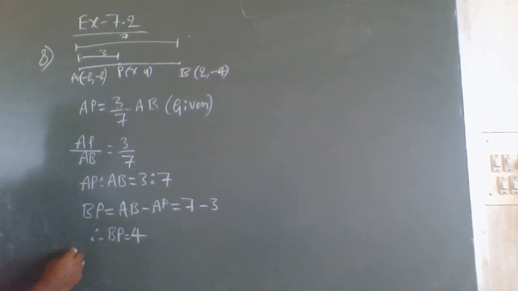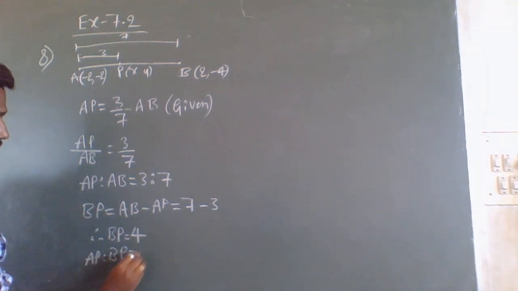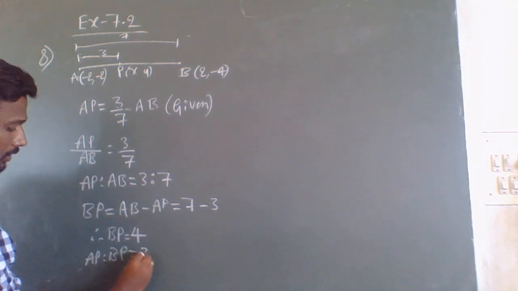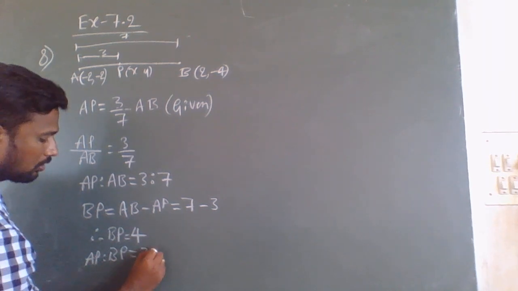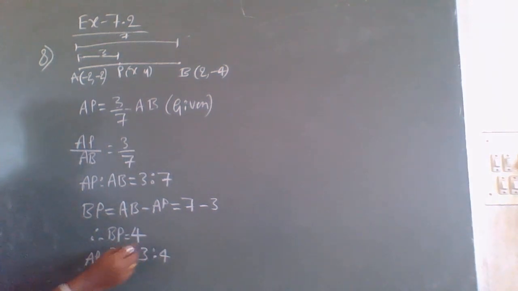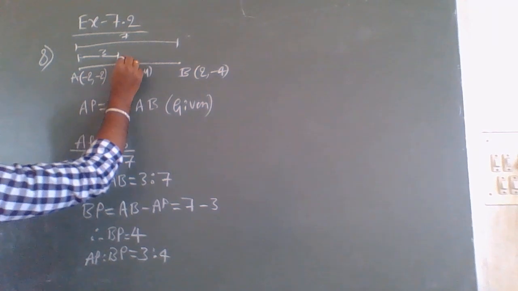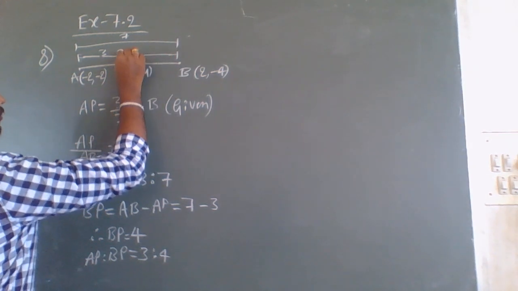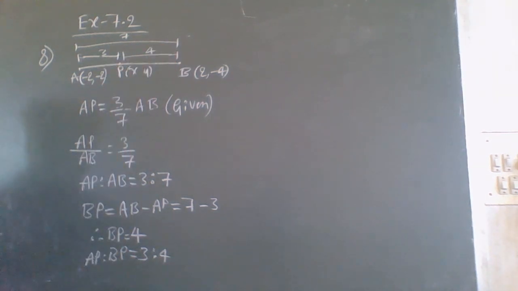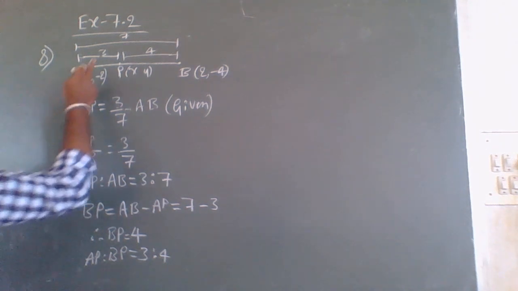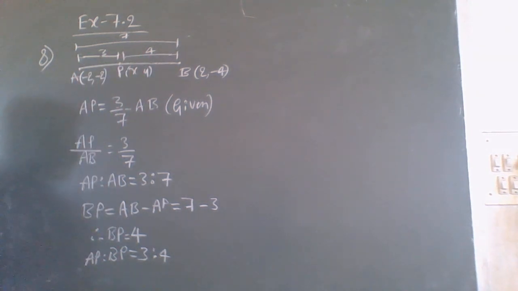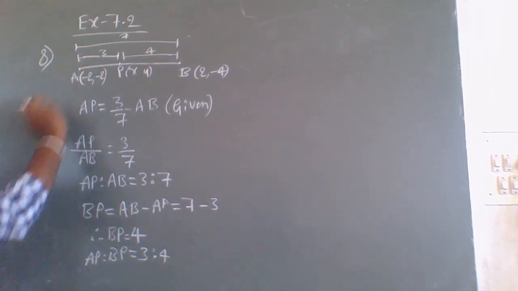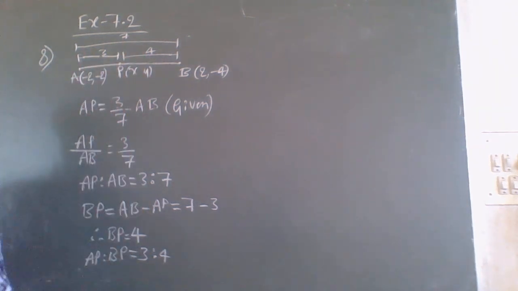So here AP is to BP equals 3 is to 4. This BP value we have now calculated, this is 4. So now we got the m1 and m2 values. What is the m1 value here? 3, and the m2 value is 4.